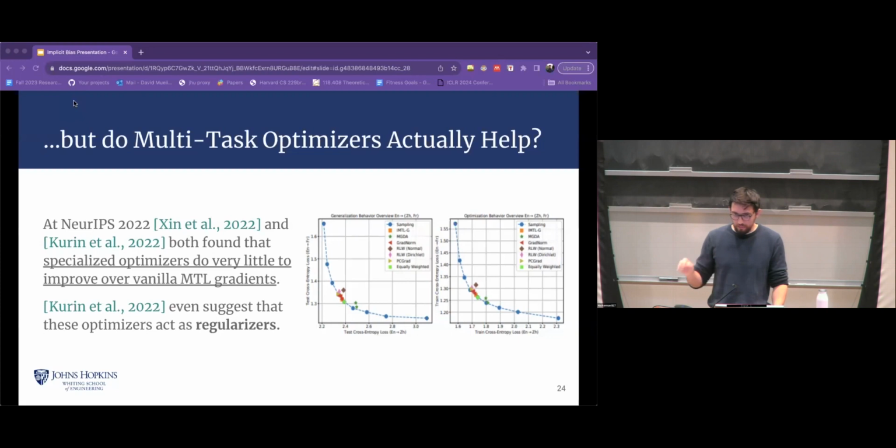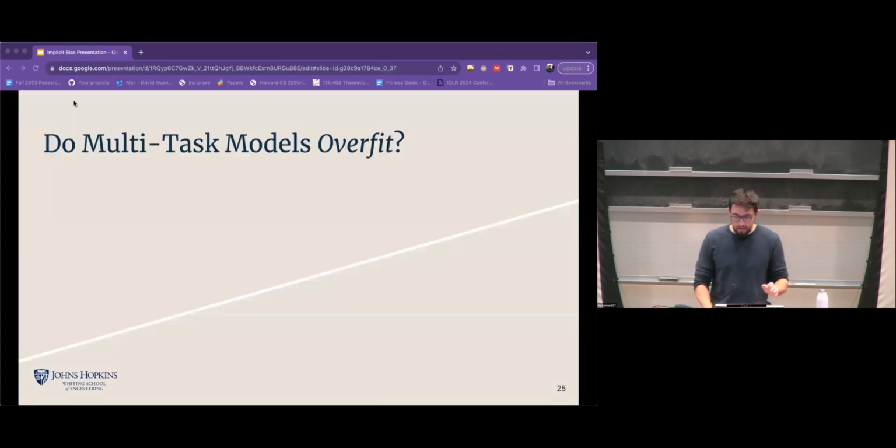And perhaps more interestingly, Curran et al. at the same conference found that these methods may actually act as regularizers, right? So they show that if you use L2 regularization with a uniform average multitask gradient, you get very comparable performance to these multitask methods.